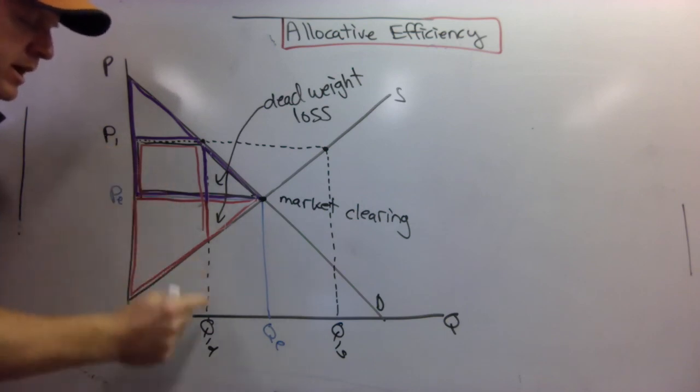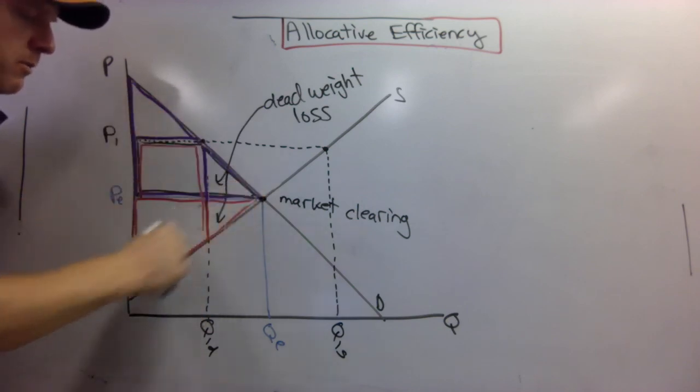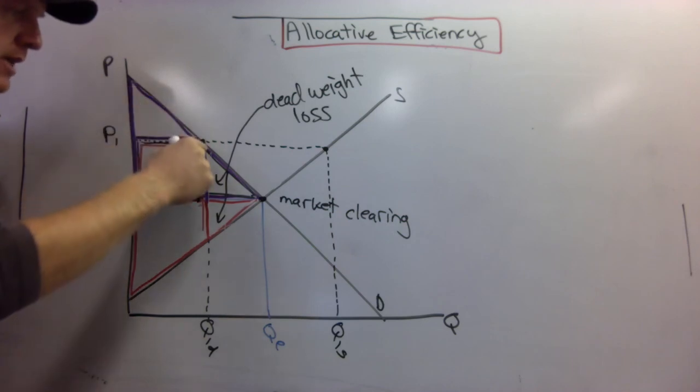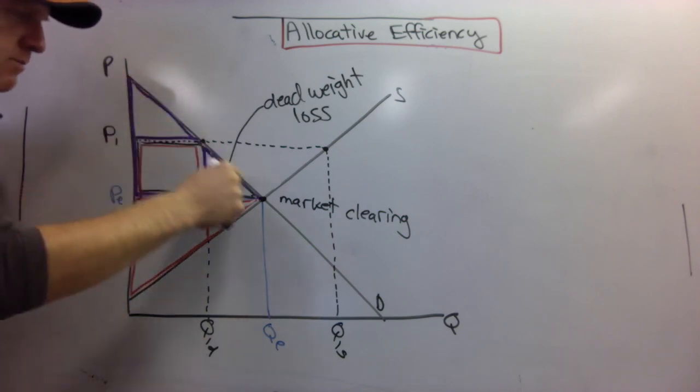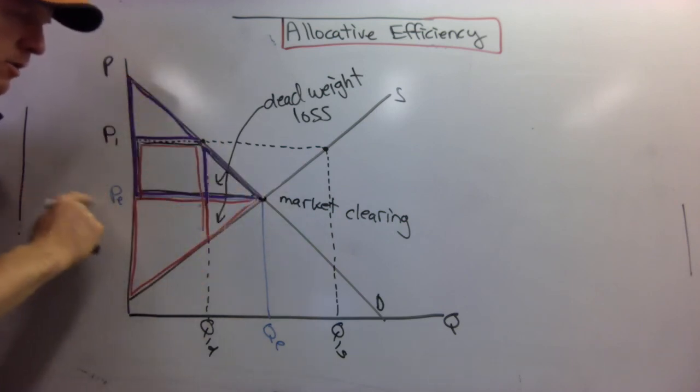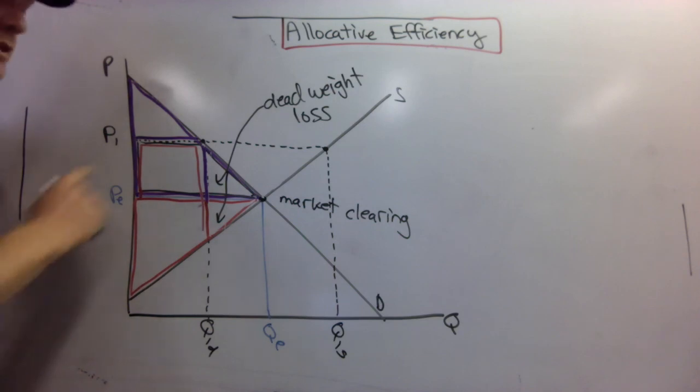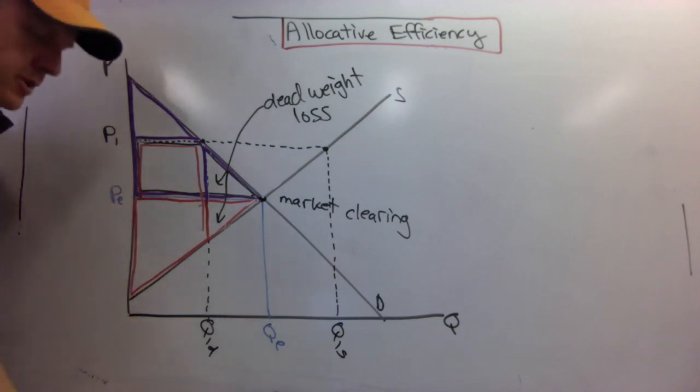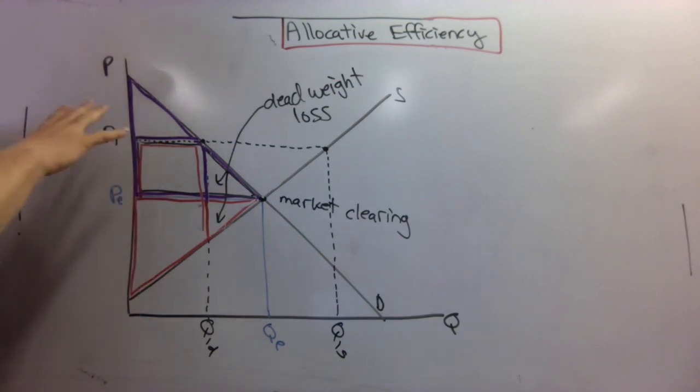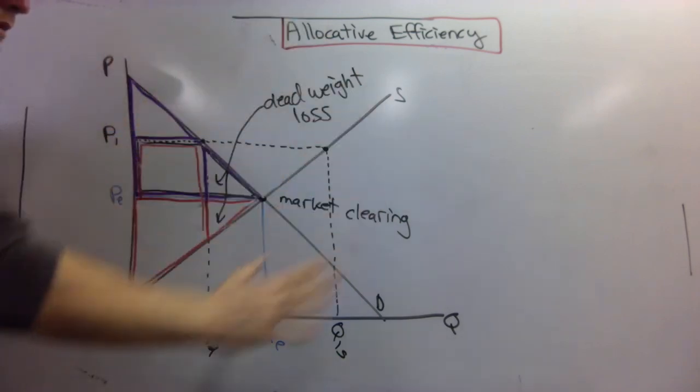At P1 and Q1, the total benefit to society is only this, instead of being all of this at a lower price. So this is not an allocatively efficient point. We're going to look at it again with a little bit less clutter on the graph.